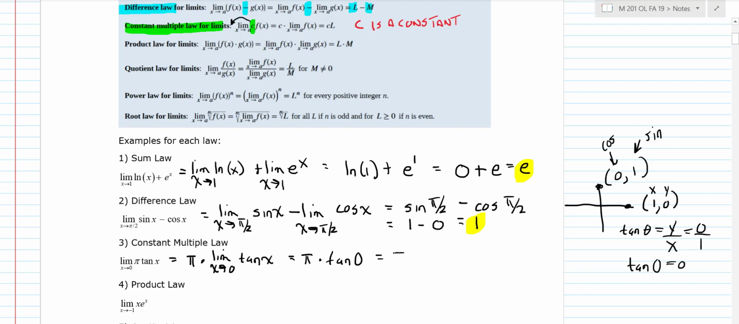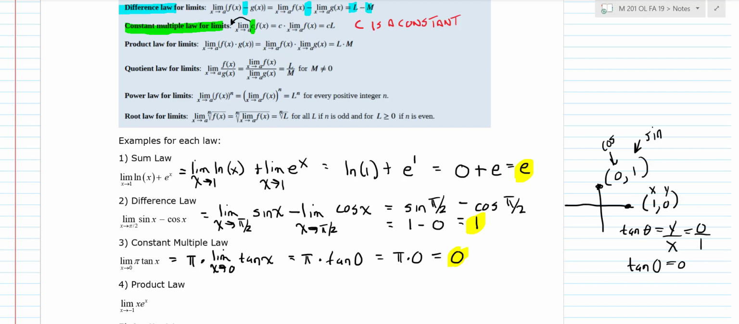So this would give pi times 0. Therefore, the value of that limit is 0. Every one of these problems, you could put the function in the calculator and tell that you're correct. We want to try to get away from having to graph unless we absolutely have to.